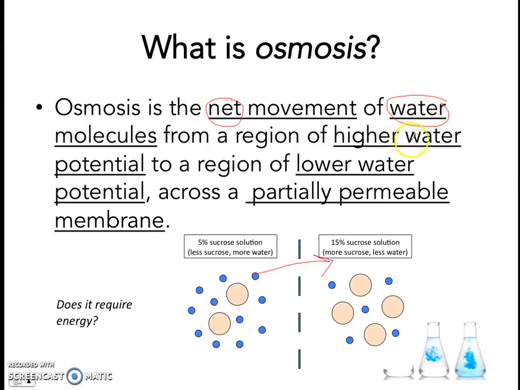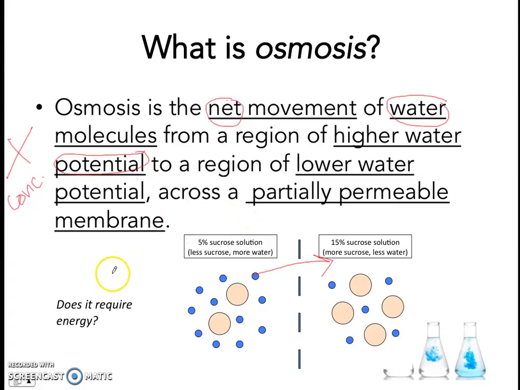Okay, for a region of higher water potential, right? We do not use the word concentration. Okay, please don't say water concentration. Okay, to a region of lower water potential across a partially permeable membrane. This partially permeable membrane is important and always needs to be there for osmosis to take place.